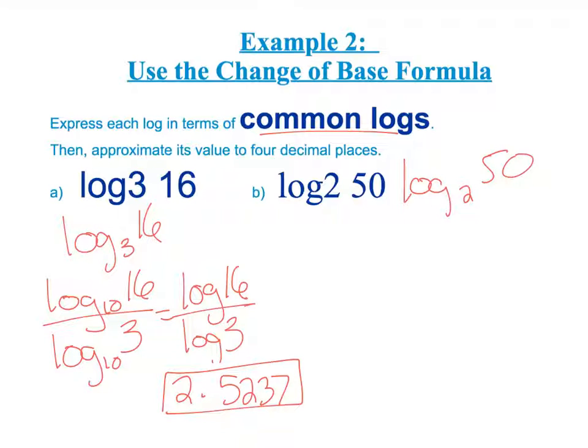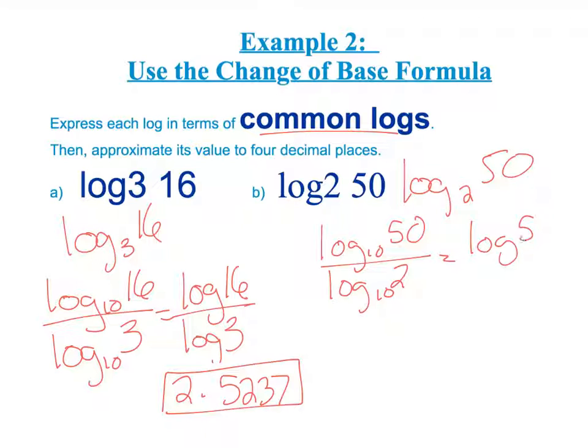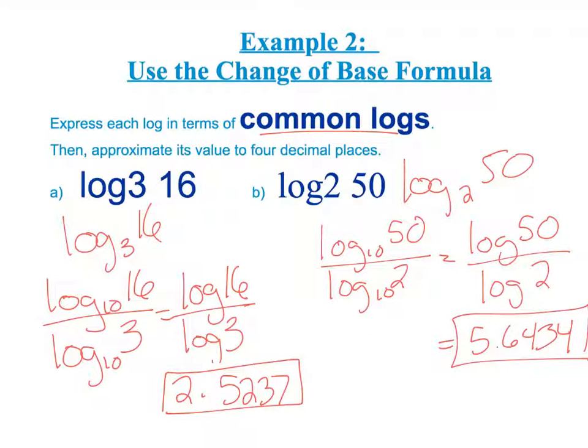Okay, so this should be log base 2 of 50. The slide got a little messed up. So if I want to write that as a log base 10, it would be log base 10 of 50, big number, over log base 10 of 2, little number, which is the same as just log 50 over log 2. If I put all that into my calculator, I get 5.6439. So that is it for change of base. That's how you change a base.